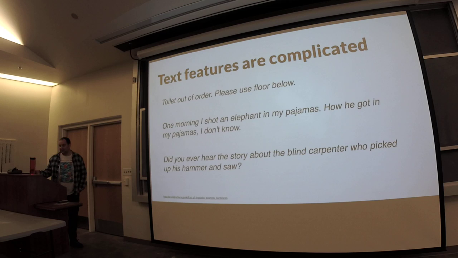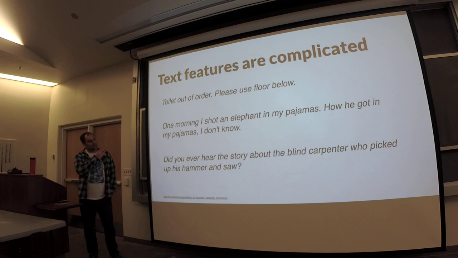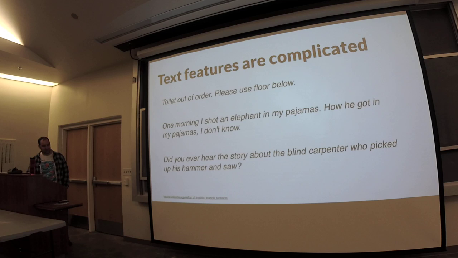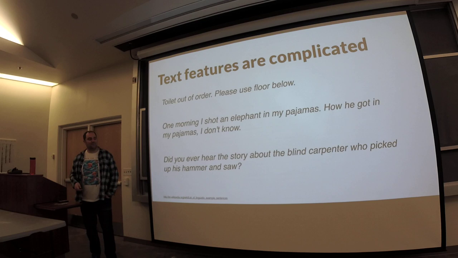You very often need a lot of contextual knowledge to understand what's going on, right? Toilet out of order, please use floor below. This could be interpreted in two different ways, and hopefully everybody gets what really is meant. Or these two other examples here. Did you ever hear the story about the blind carpenter who picked up his hammer and saw? So ambiguity is very common in text, and that's something that's really hard to properly parse out.